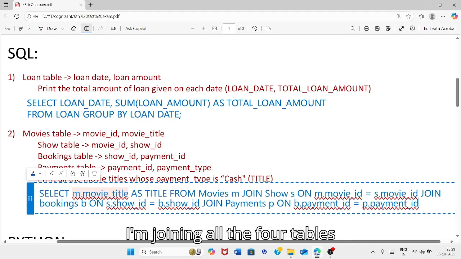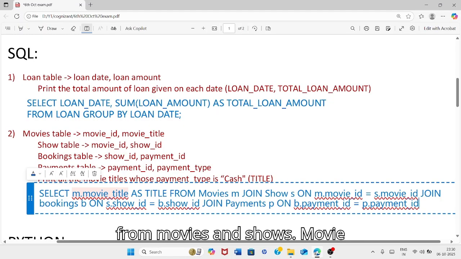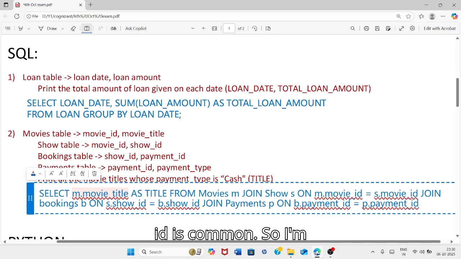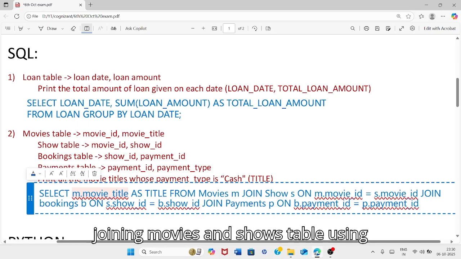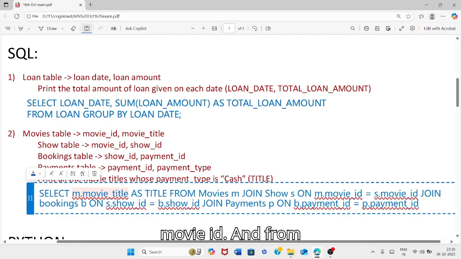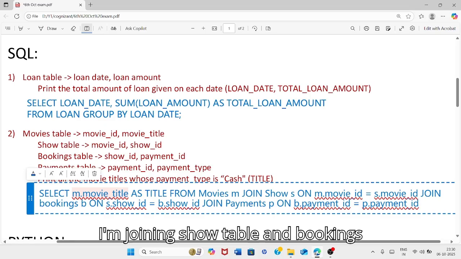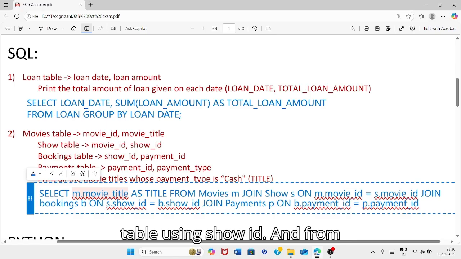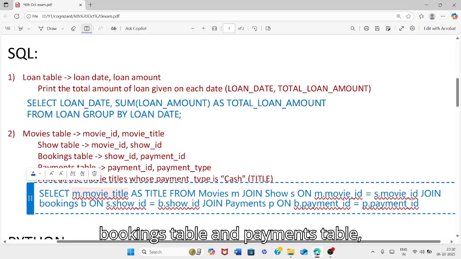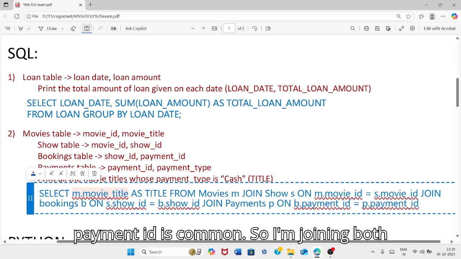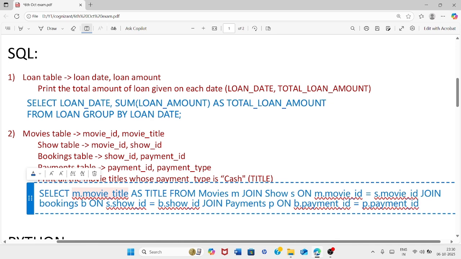I am joining all the four tables from movies and shows. Movie ID is common, so I'm joining movies and shows table using movie ID. And from shows and bookings, show ID is common, so I'm joining show table and bookings table using show ID. And from bookings table and payments table, payment ID is common, so I'm joining both of them using payment ID.